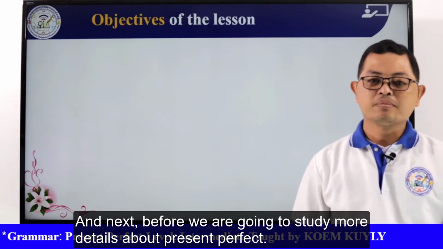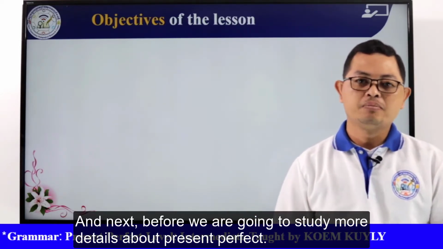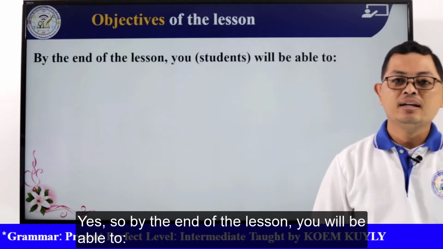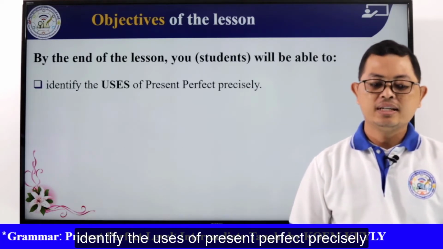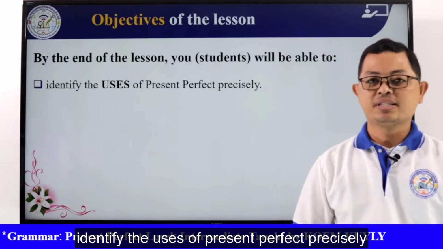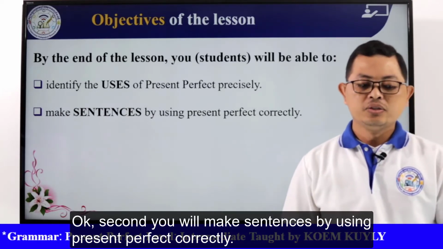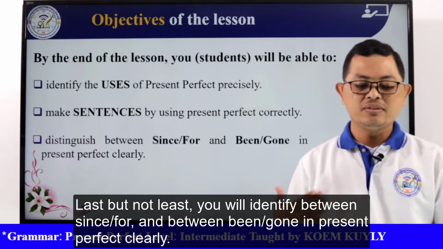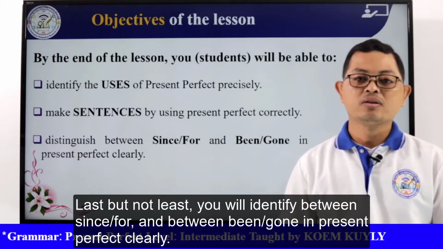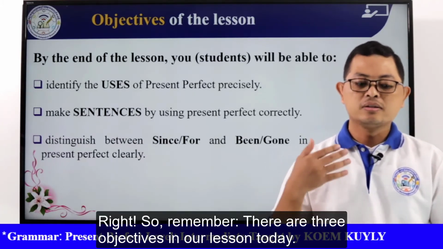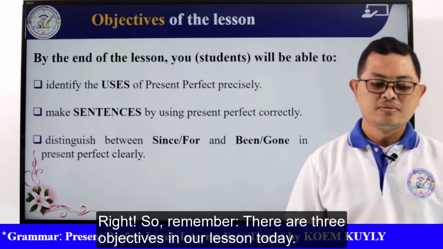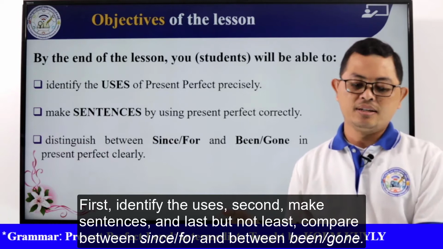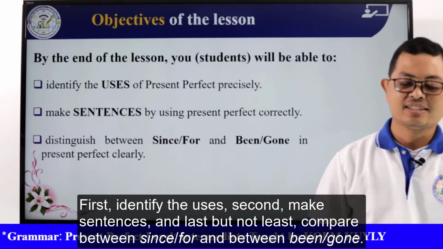And next, before we study more detail about present perfect, I would like you to understand the objective of the lesson today. By the end of the lesson, you will be able to identify the uses of present perfect precisely. Second, you will make sentences by using present perfect correctly. Last but not least, you will identify between since and for and between been and gone in present perfect clearly. Right? So remember, there are three objectives in our lesson today. First, identify the uses. Second, make sentences. And last but not least, compare between since and for and between been and gone. Right? So let's go together.